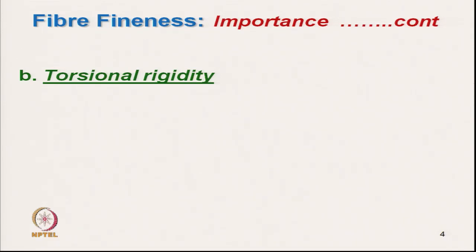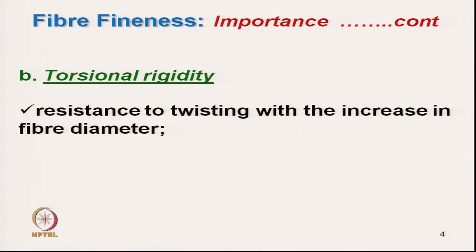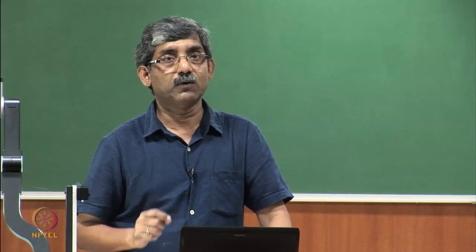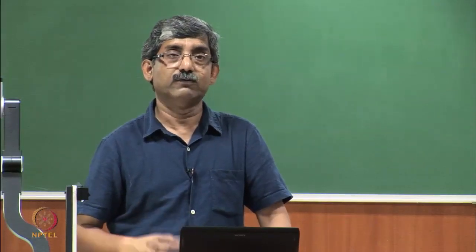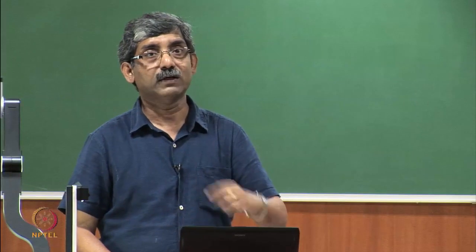Now, coming to the torsional rigidity. Torsional rigidity increases with the increase in fiber diameter. The resistance to twist increases with the increase in the diameter of fiber. That means, if we want to produce yarn with very coarse fiber, due to its torsional rigidity and high bending rigidity, the fiber will not actually follow the helix of the yarn.